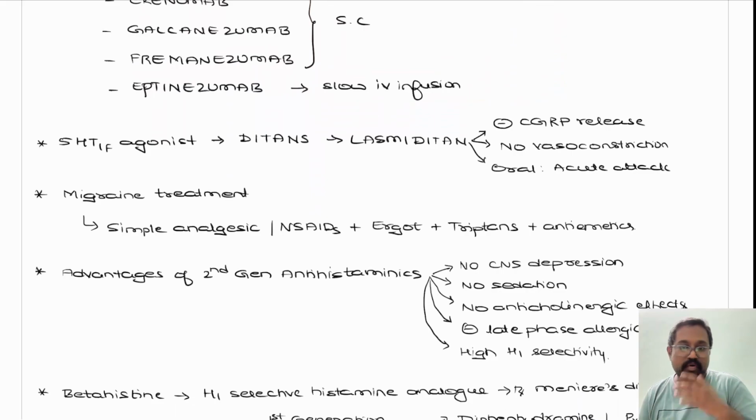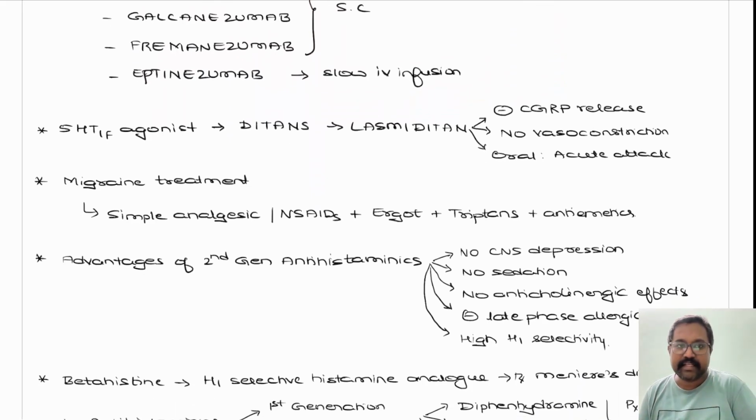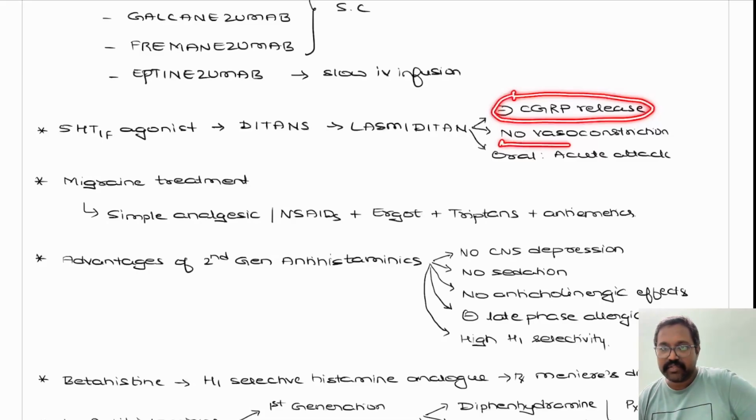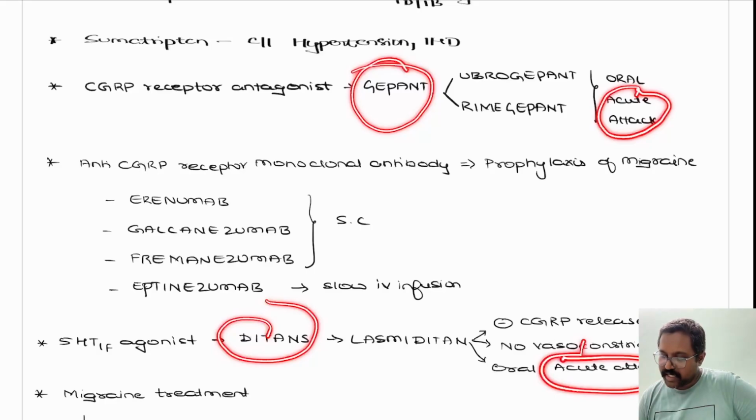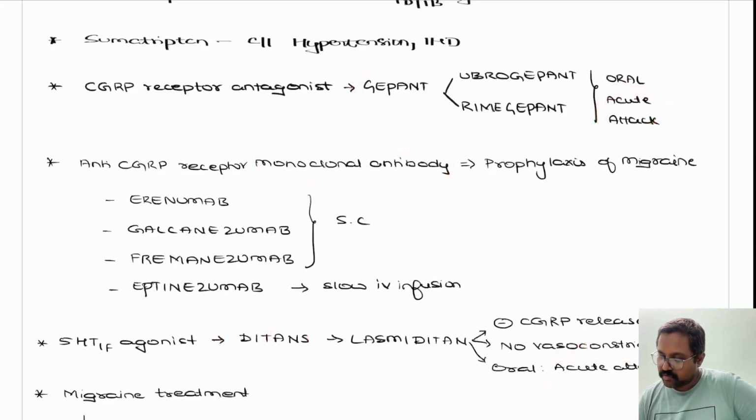We have one more group of drugs, which is called the 5-HT1F agonists. They are called DTANs. The example is lasmiditan. Basically these are blockers of CGRP release. It inhibits the release of CGRP, and the advantage compared to other migraine drugs is that it does not produce vasoconstriction, and it is used orally for acute attacks. So DTANs and GPANs are used for acute attacks, whereas the monoclonal antibodies are used for prophylaxis.